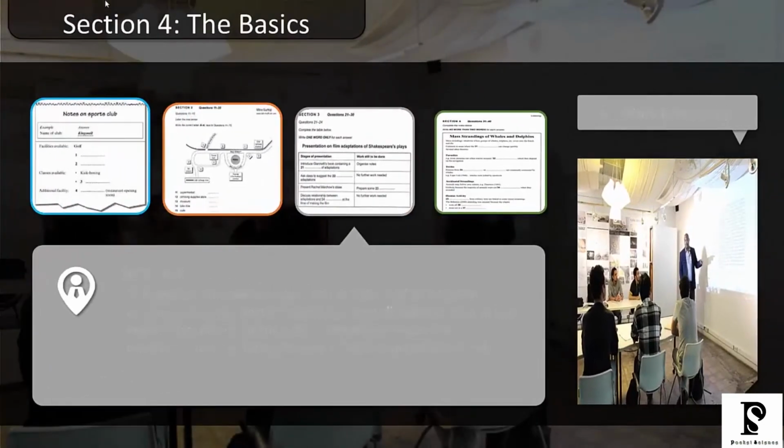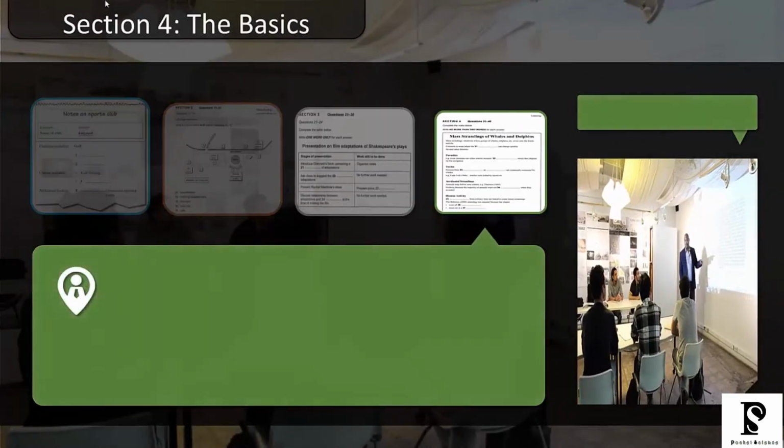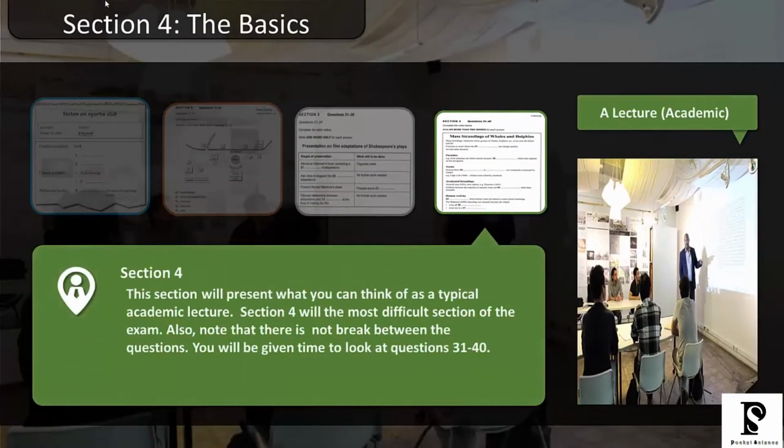All right, now with question number 4, these are the basics of question number 4. This is where you get into much more of an academic lecture. This is the most difficult section of the exam in terms of listening. There's no break in between. In some of the other sections, you'll hear a break between the first 5 questions and the next 5 questions. Here, they're going to go all the way from question 31 to 40.